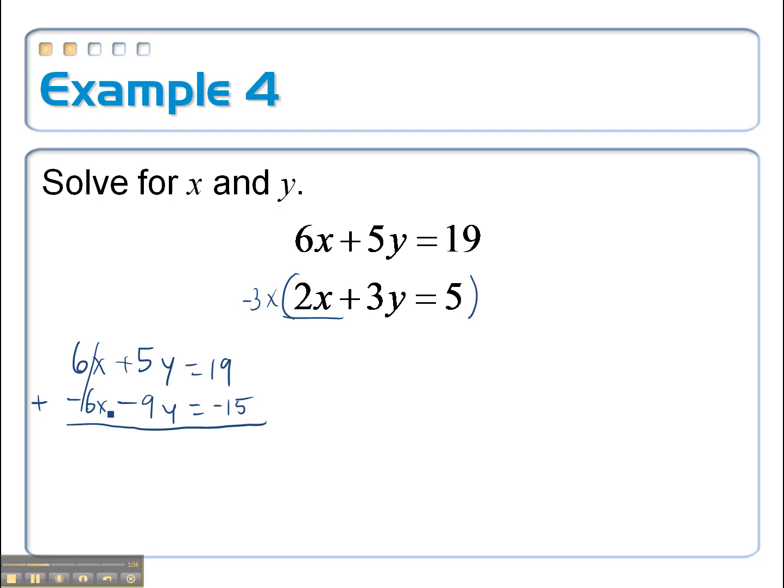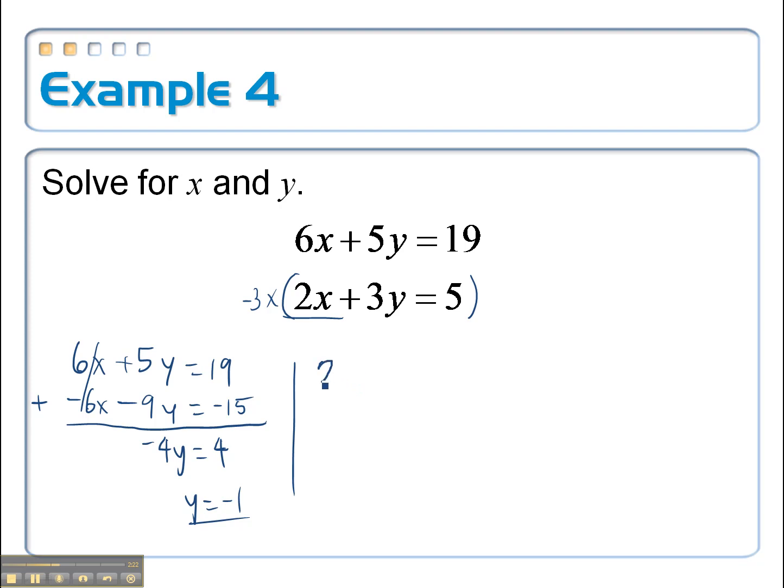These cancel out. There's no more x's. That's why it's called elimination. 5x minus 9x is -4y, and 19 minus 15 is +4. Divide by -4 gives me y equals -1. There's half the answer.